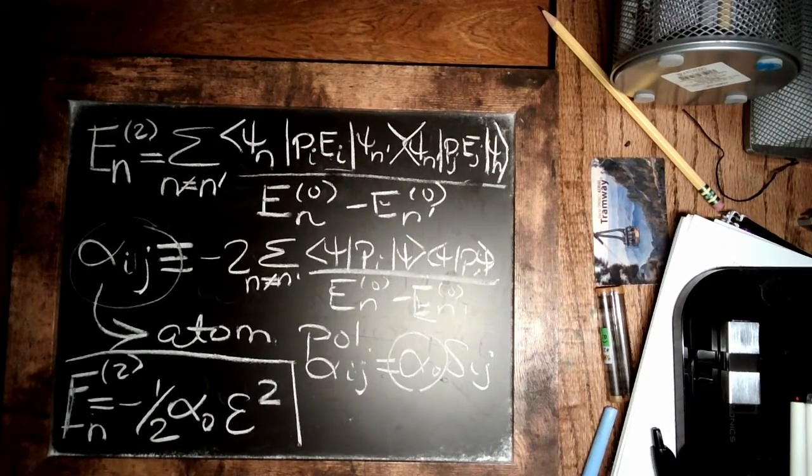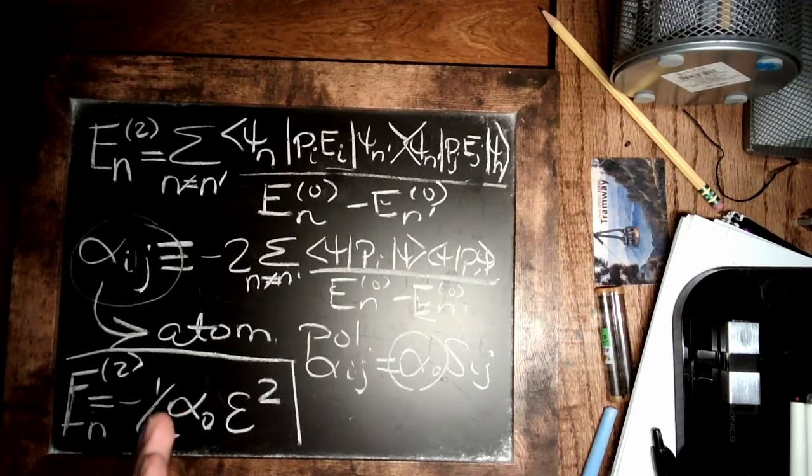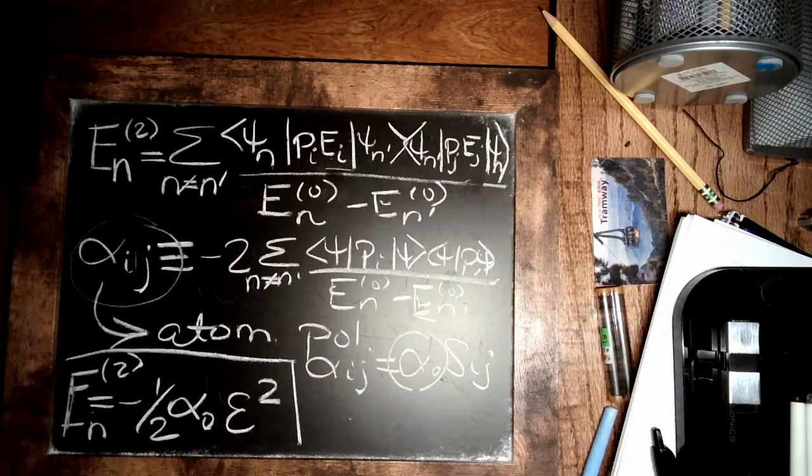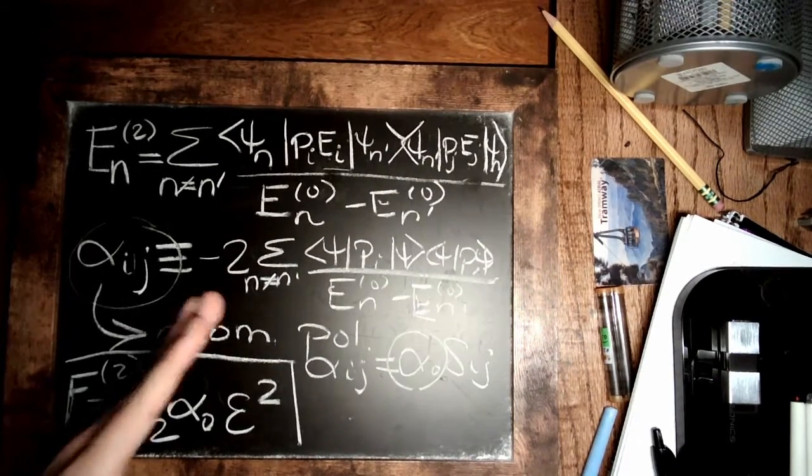But that's it. This is just going to lower all the energy levels by this amount, proportional to the square of the electric field's magnitude. That's the second order Stark effect.